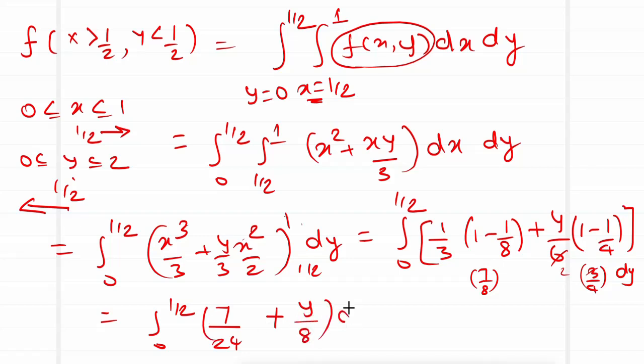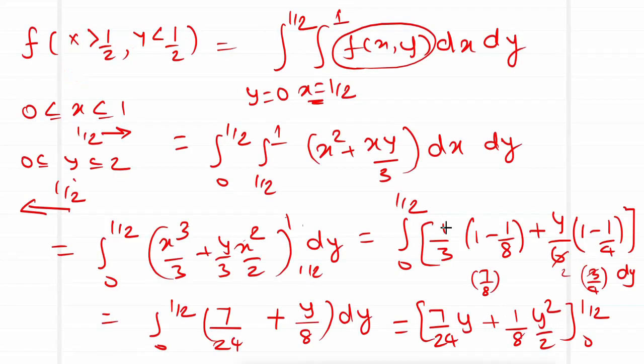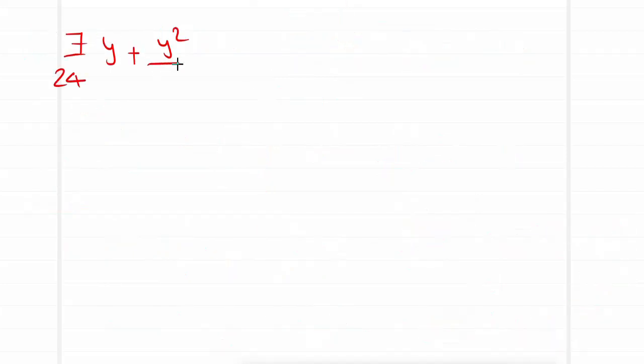This has to be now integrated with respect to the variable y. Let us start the integration. So this gives me 7 by 24 times of constant on integration is y, and 1 by 8 times of y on integration is y square by 2. Apply the upper limit to the lower limit, 0 to half. So we move on to the next stage. 7 by 24 times of y plus the next value is going to be y square divided by 8 2s are 16. So this is going to be 16 between the limits 0 to half.